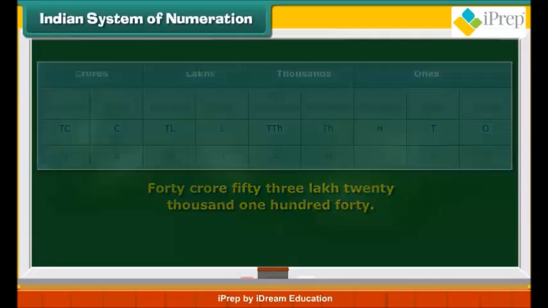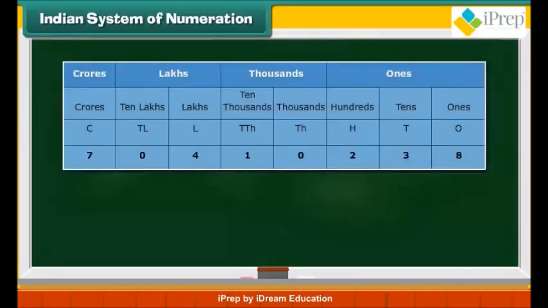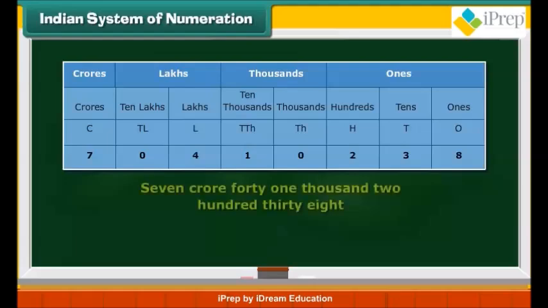Consider one more number, 70041238. Once again, we arrange it in the place value chart and then read it. 7 crore 41,238.